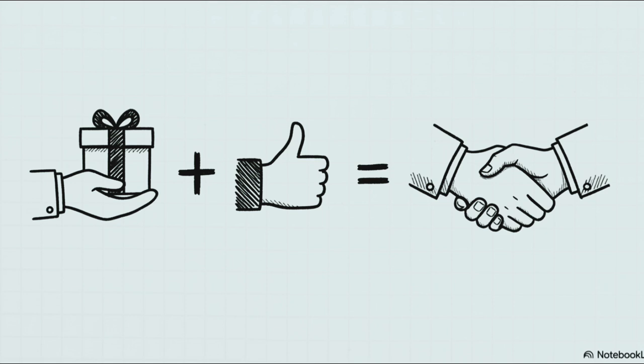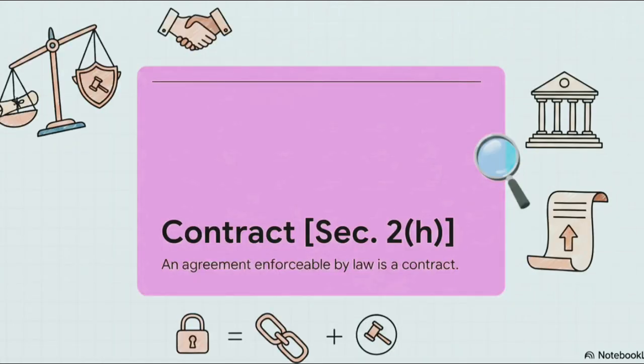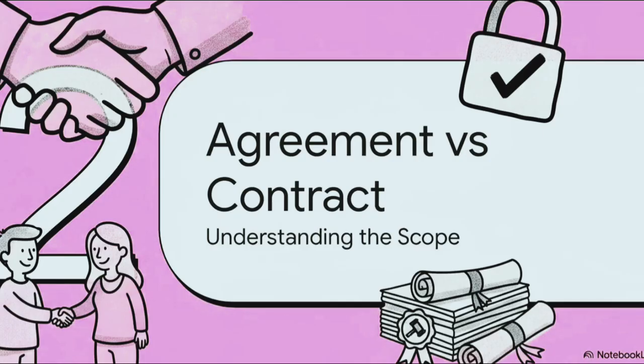But an agreement all by itself isn't quite enough to get you to a full-blown contract. Now, here's where the real legal magic happens. According to Section 2(h) of the Indian Contract Act, an agreement enforceable by law is a contract. So our final formula is just contract equals agreement plus enforceability. Because if the law won't actually back you up when things go south, well, you just have an agreement, not a contract. Section 2. Agreement versus contract.